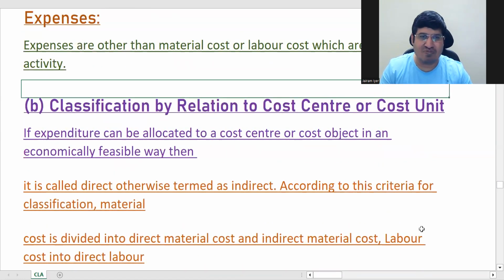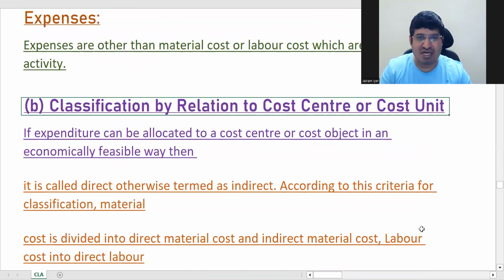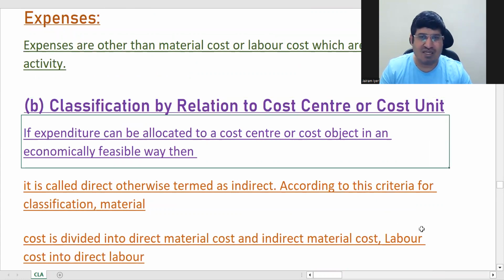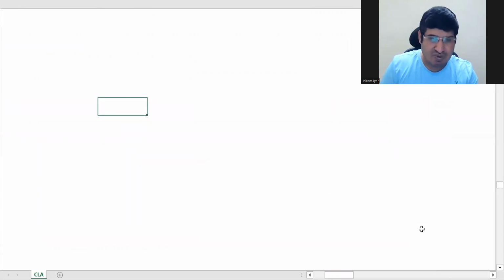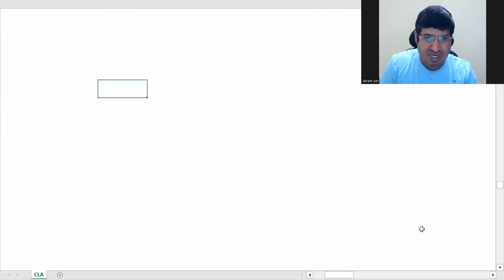So here, the classification is by relation to cost center or cost unit. Let me tell you one thing about direct or indirect. We all know that you have a cost sheet. What do you have?